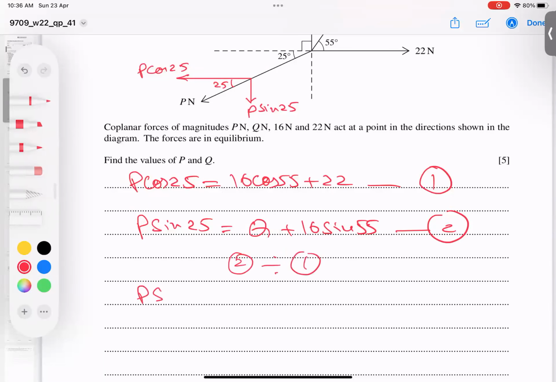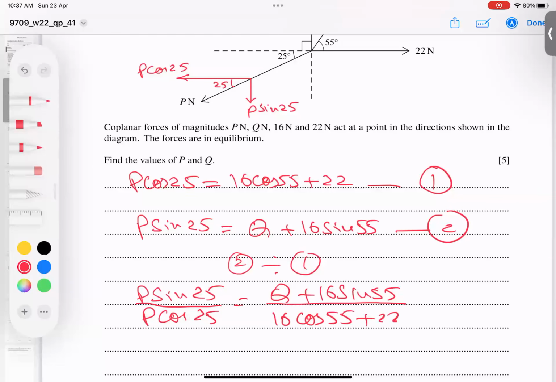So P sin 25, keep it up. P cos 25, keep it down. Q plus 16 sin 55, keep it up. And 16 cos 55 plus 22, down. Repeat again, this up, this down. Same way, this up and this down. So I hope you got the idea.